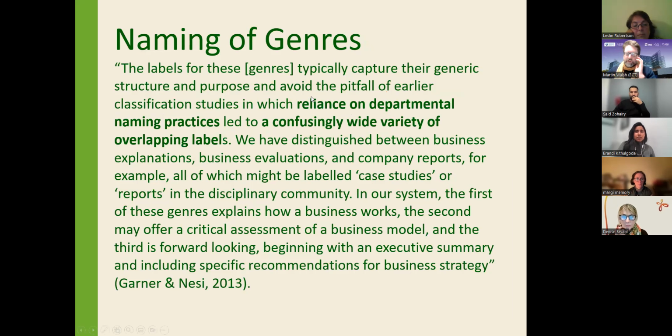I'll talk about this in a sec, but Nessie and Gardner were trying to analyze university student genres and to categorize them. They said they couldn't look at the names given by people in departments, because people in one department will call something a report, but in another department it'll be called an essay. So lecturers and academics use the same terminology for different things and different terminology for the same thing. So sometimes using the names given by people in the community is problematic as well. In their approach, they adopted the approach of the Sydney School in a way, trying to identify by purpose and by structure and create names that way to classify genres.